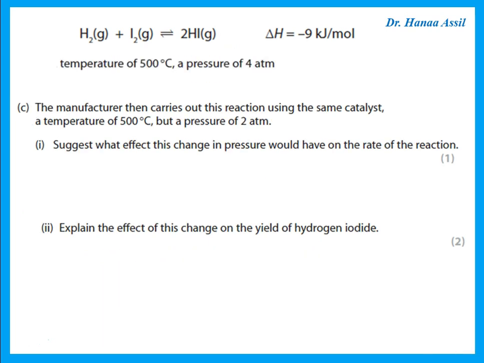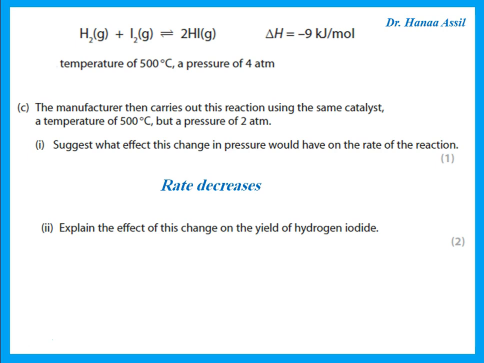Then he says the manufacturer carries out this reaction using the same catalyst, a temperature of 500, so it's the same temperature, but a pressure of 2 atm. So he's lowering the pressure from 4 to 2. He's using lower pressure. So just what effect does this have on the rate? Remember, for any reaction, lowering the pressure, the rate decreases. If I increase the pressure, the particles come nearer, more collisions per second, so the rate increases. So here we're using a lower pressure, rate decreases.